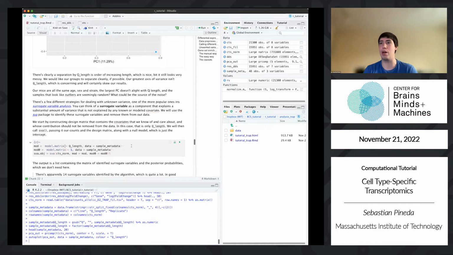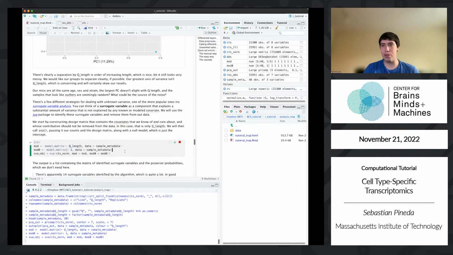One of them is a very popular one. It's called surrogate variable analysis. And there's a package called SVA that does this for you. Basically, you tell it the covariate you care about. And you say, okay, I want my gene expression to be driven purely by the Q length. I don't care about anything else. Remove all the effects that are not driven by Q length. So we do that.